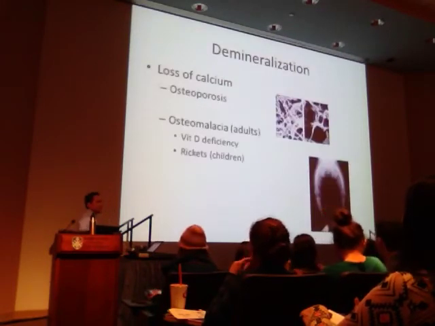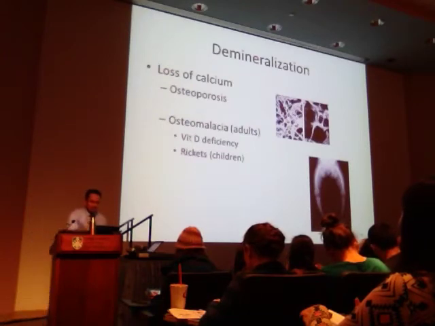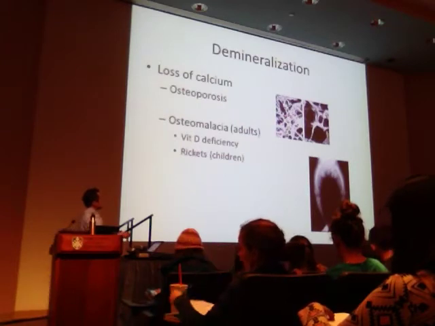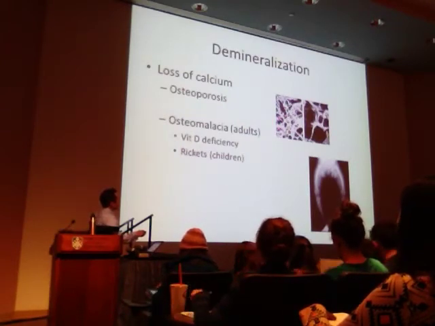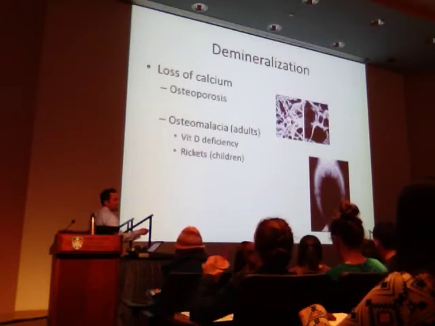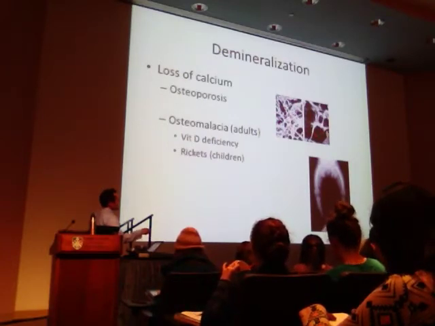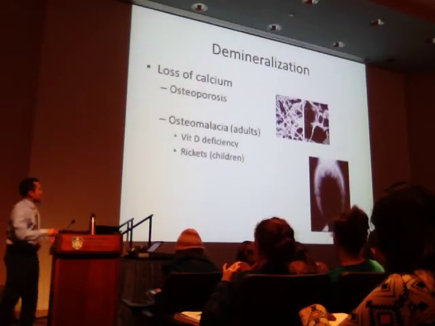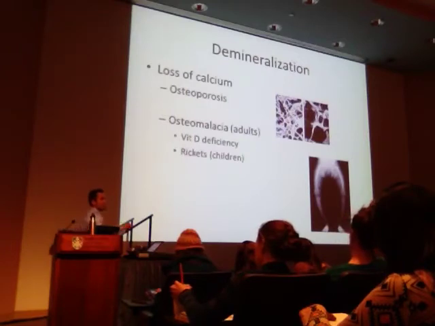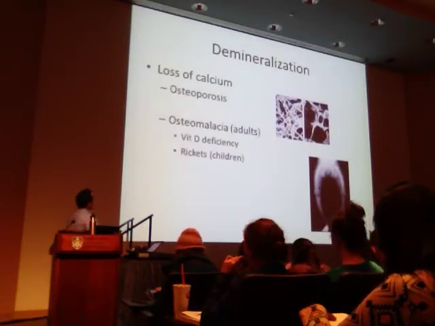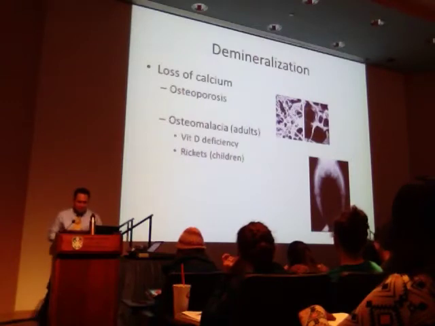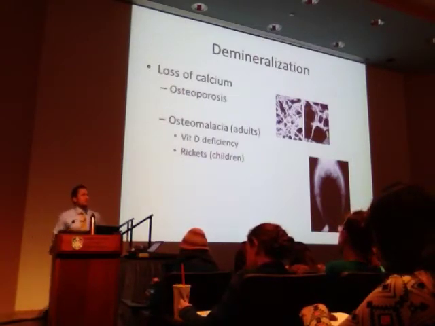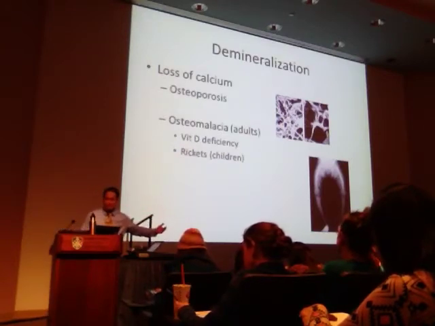What's happening at the microarchitectural level is that demineralization takes place. This is what I was referring to. This is the microarchitecture of normal bone on the left, and then the architecture of demineralized bone, or bone that's actually been remodeled under less stress. And that's a more open, less dense bone. So a loss of calcium in osteoporosis as we get older is one of the resulting problems, and that's osteoclastic activity that's dominating.